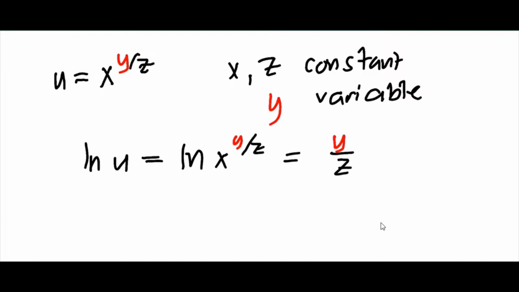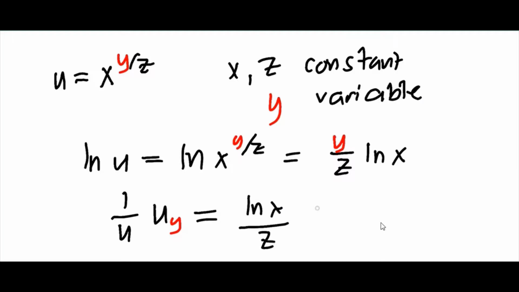And according to one of the properties of logarithms, you can move the y over z right here, and we'll leave x alone with the ln. Then we'll have to get the derivatives in both sides. The derivative of ln u with respect to y then is 1 over u times the partial derivative of u with respect to y equals the derivative of the right side, which is the product of the constant ln of x over z times the derivative of the variable y. We write it down right here, derivative of y, but the derivative of y, take note, is just equal to 1 since we're differentiating with respect to y.